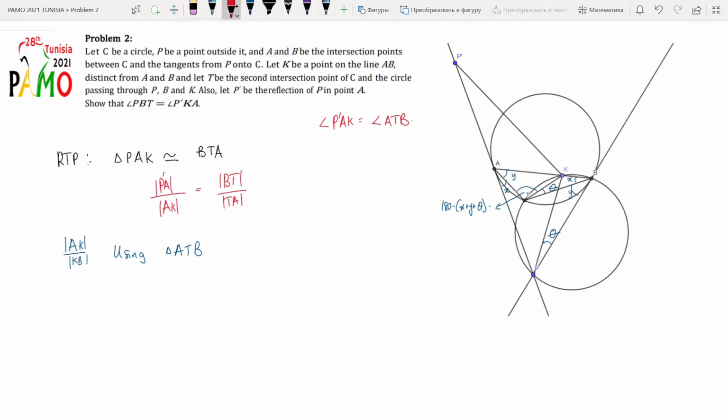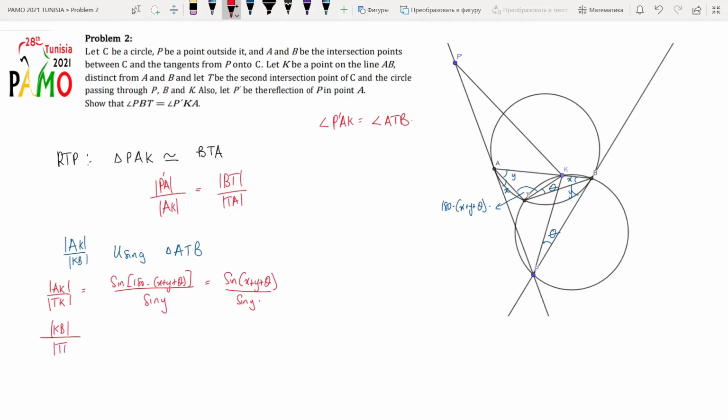So AK over TK, we can find that using sine rule. AK over TK using sine rule is going to be equal to sine of 180 minus (X plus Y plus theta) all over sine Y. This angle in the numerator, we know that by properties of sine, it's going to be the same as sine of (X plus Y plus theta). So this is AK over TK. We are going to find KB over TK also using sine rule.